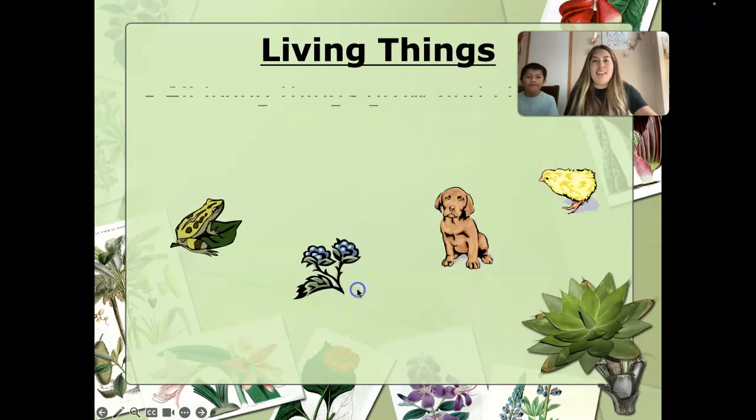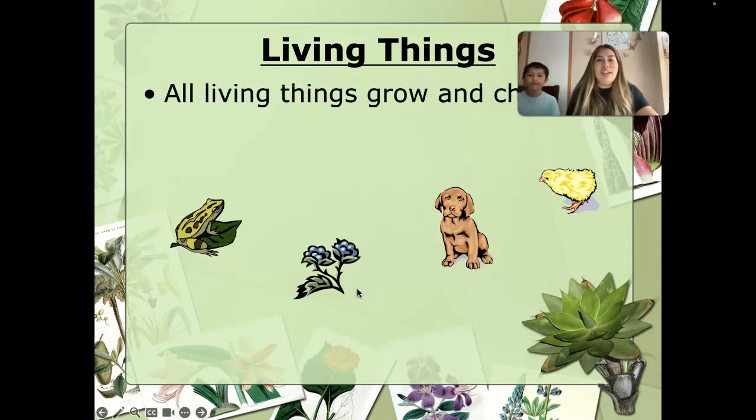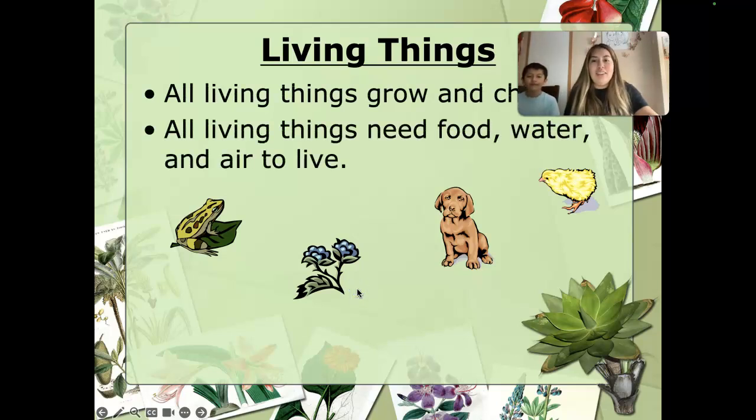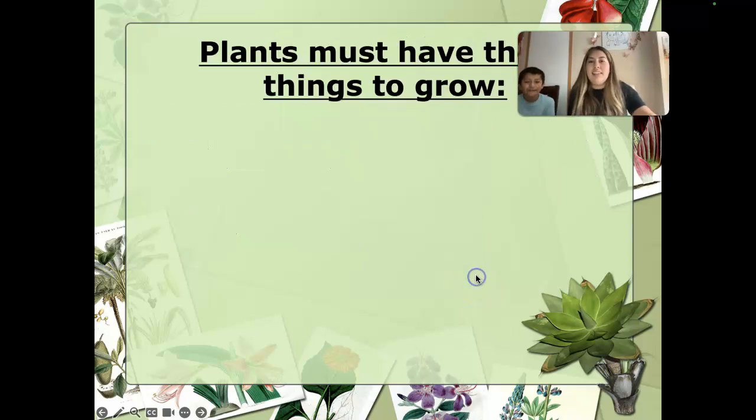Living things. All living things grow and change. All living things need food, water, and air to live. What are some examples here, George, that you see on this presentation? A little chicken, a dog, a flower, or blueberries, a frog, and looks like a lily pad. A lily pad, yeah. Yes.